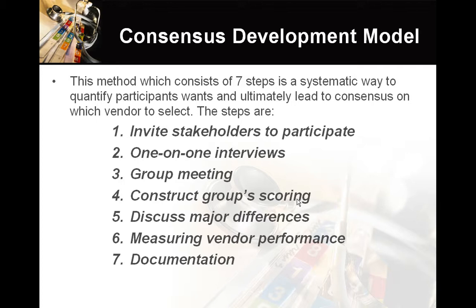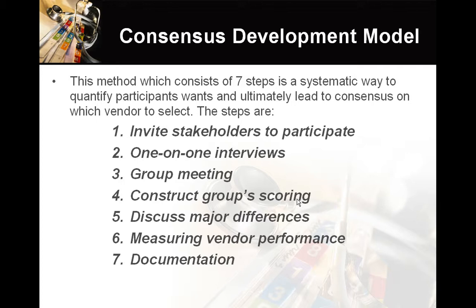Therefore, we will use a systematic 7-step method in order to bring us closer to consensus and choosing the right vendor. First, relevant stakeholders are identified and are invited to participate. This allows a voice to the dynamic stakeholders in a healthcare organization. Second, each stakeholder is interviewed and a model of their preferences is created and taken into consideration.